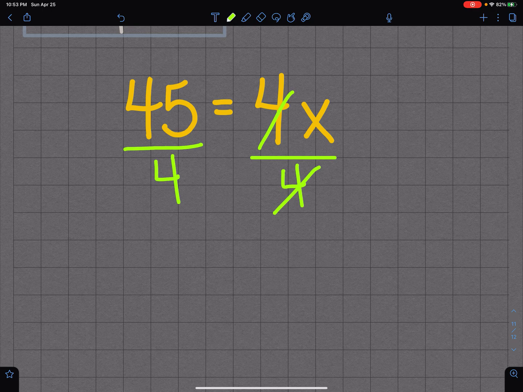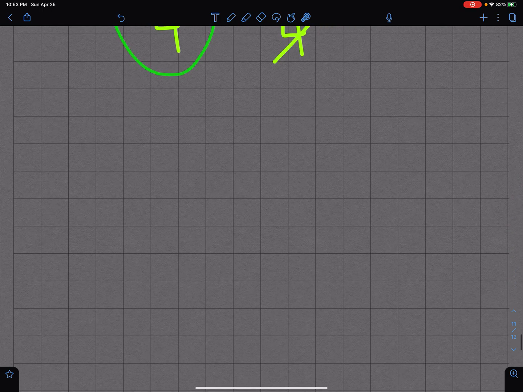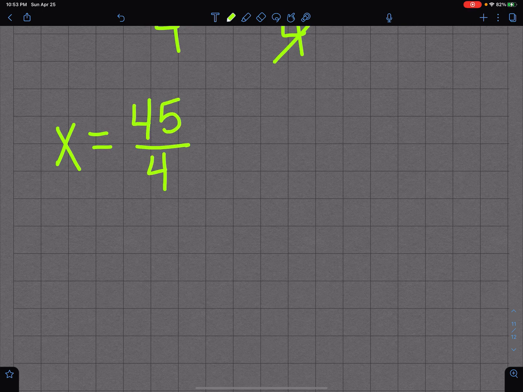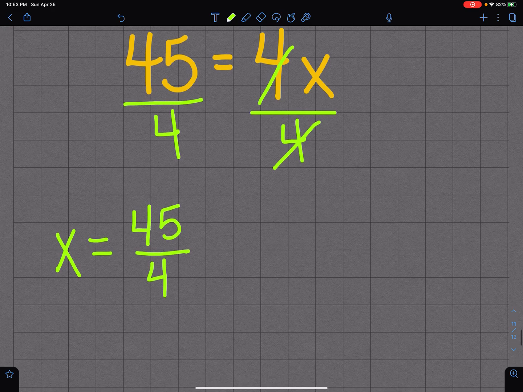So I'm going to divide this side by 4, and I'm going to divide this side by 4. And when I do that, these 4's cancel out because it's just the same as 1. And then I'm left with x is equal to 45 divided by 4. And it doesn't matter that it's written backwards. In fact, I can write it the other way. X is equal to 45 divided by 4. It's the same thing as what's written up there.